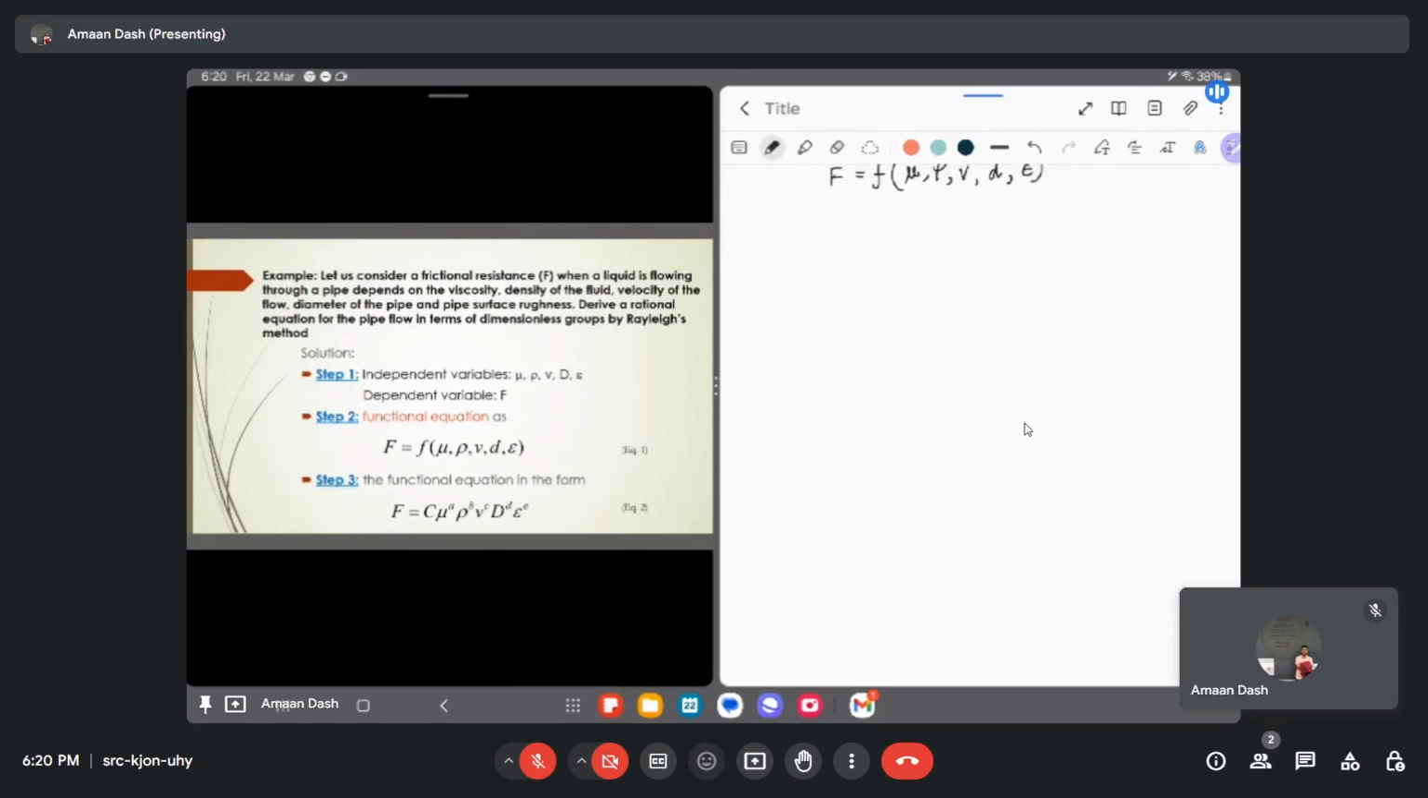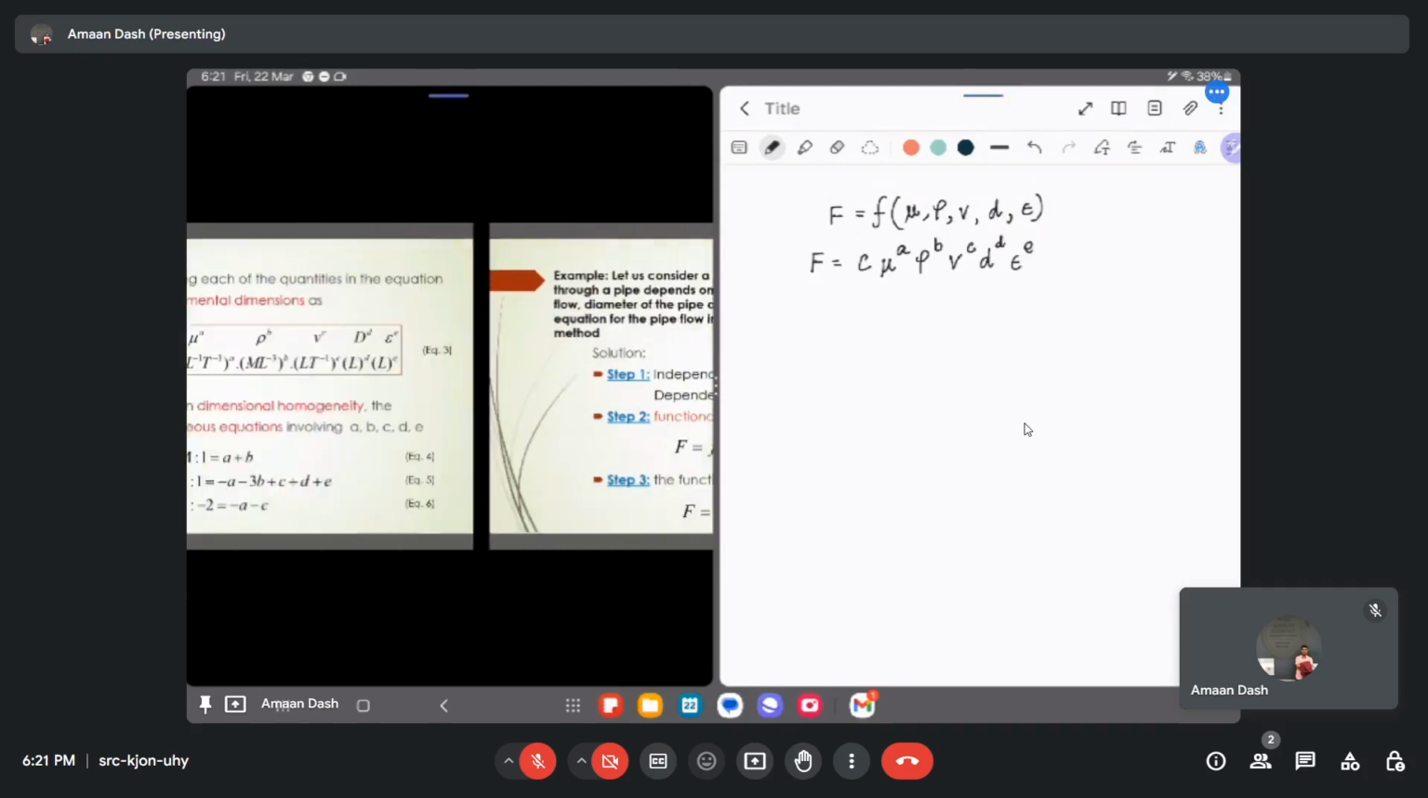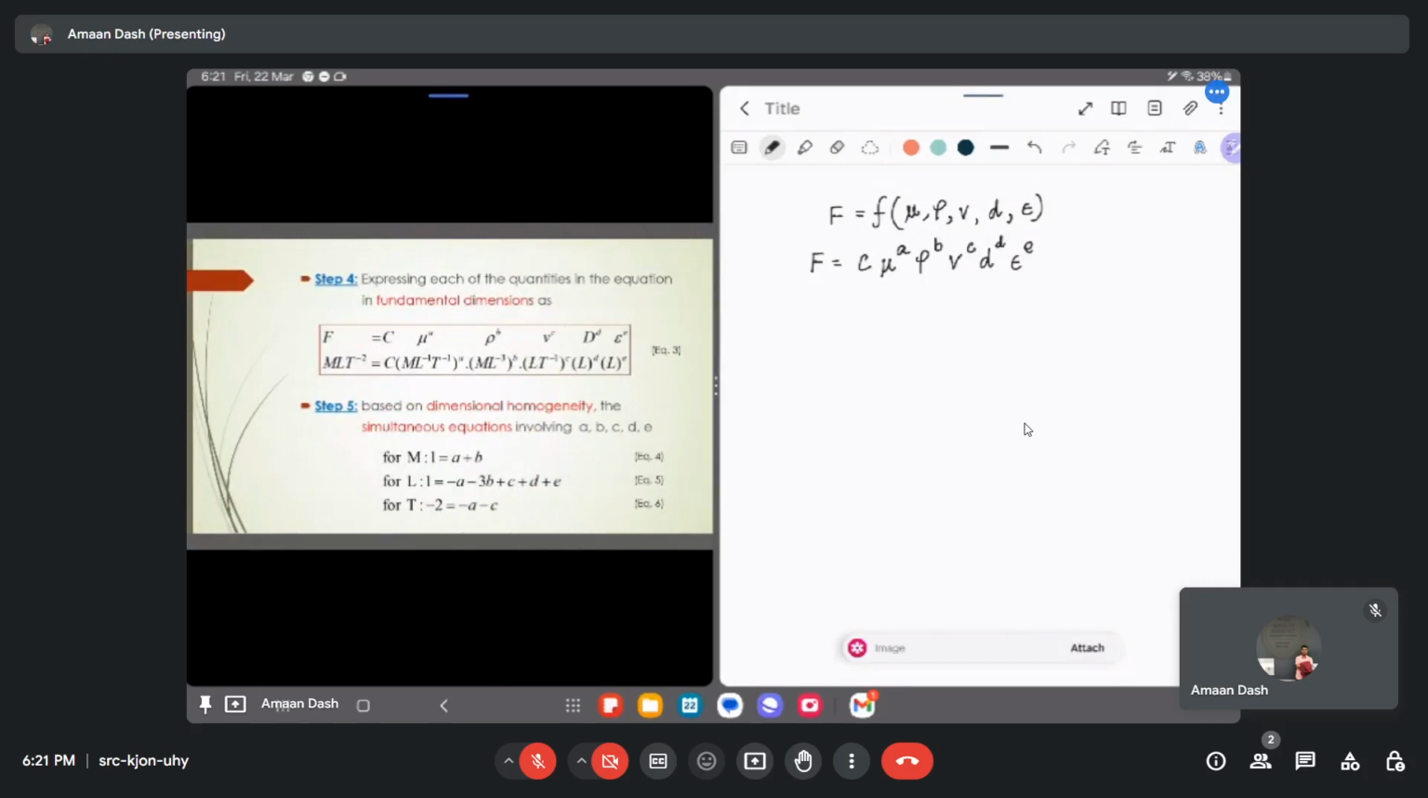So we can write something like this. Let's say we have force, which will be equal to some constant C times mu to the power A, density to the power B, velocity to the power C, D to the power of D, and epsilon to the power of E. Then we will express each of the quantities in the form of the fundamental dimensions. If you remember, force is nothing but mass times acceleration, which is M L T to the power of minus 2.